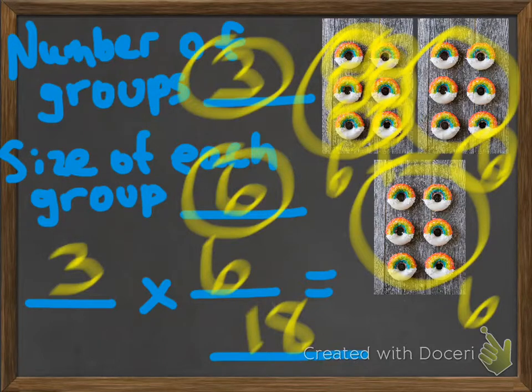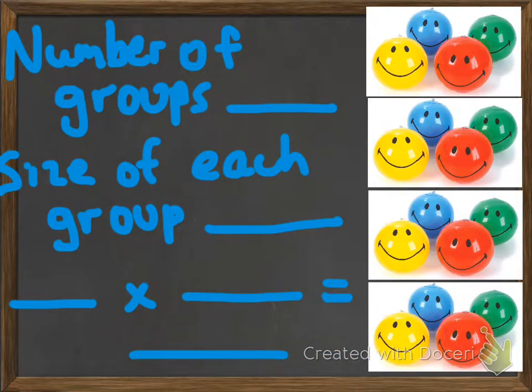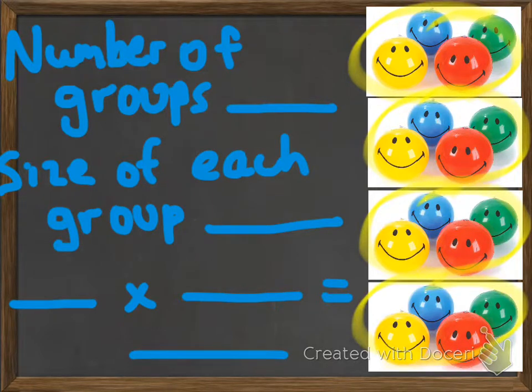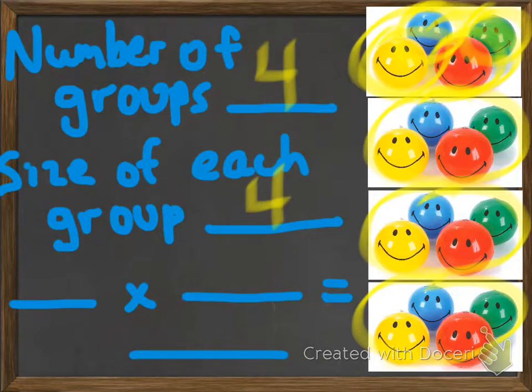Let's try another one. Here we have different colored beach balls. So let's take a look. How many groups do we have? We have 1, 2, 3, 4. We have 4 groups. And what is the size of each group? Well, if you look at it, we have 1, 2, 3, 4 in each group.